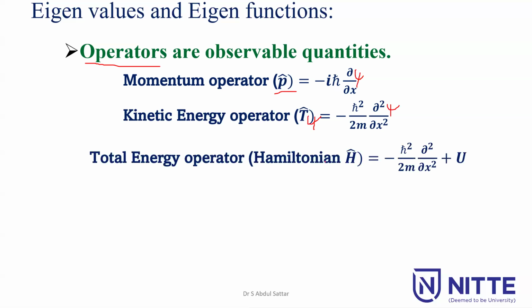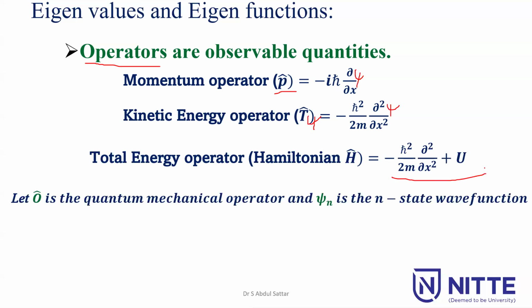Then there is the total energy operator, which is also known as the Hamiltonian operator. Let O cap be a quantum mechanical operator. That may be a momentum operator, a kinetic energy operator, or a total energy operator. If O cap operates on wave function psi n, where n represents the different states, say n equal to 1 is the first state, n equal to 2 the second state, like that. Then O cap, the quantum mechanical operator, on wave function psi n corresponding to state n, gives O cap psi n equal to a n times psi n.